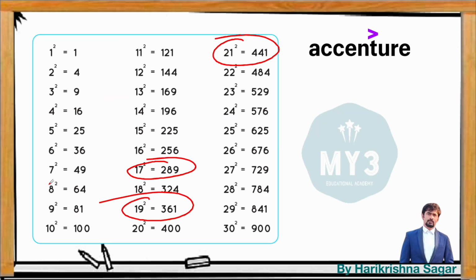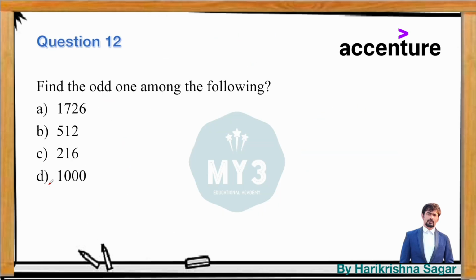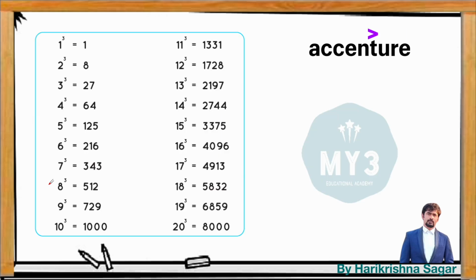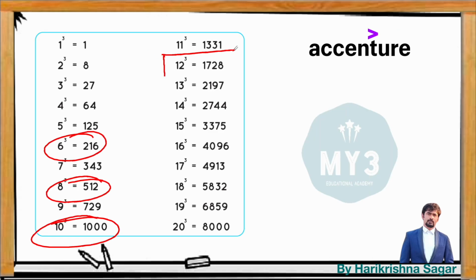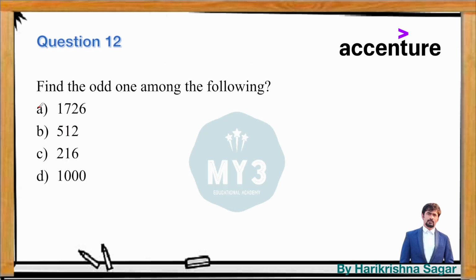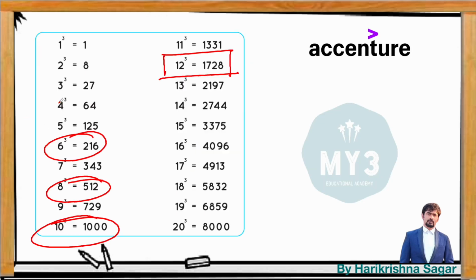Let's look at the next one. Find out the odd one of the following: 1726, 512, 216, 1000. By looking at 512, 216 and 1000, you must realize these are cube numbers. But the first option, 1726, is not a perfect cube; the nearest perfect cube is 1728. So the odd man out here is option A, which is not a perfect cube.